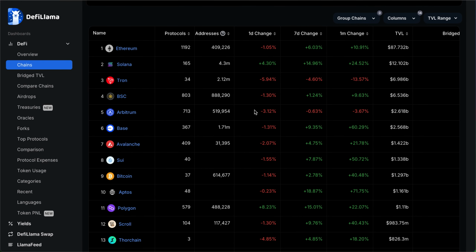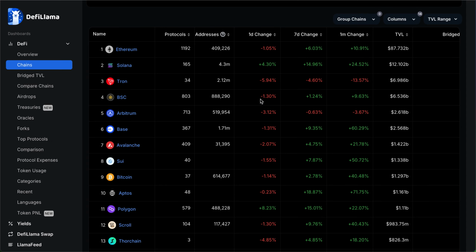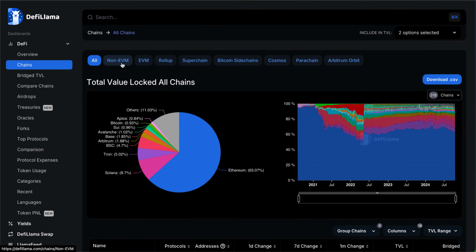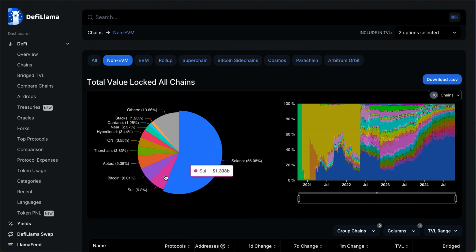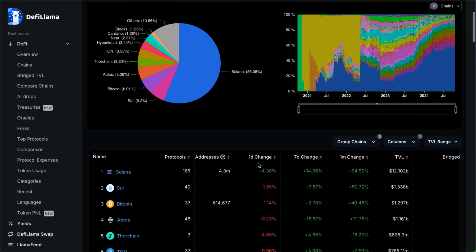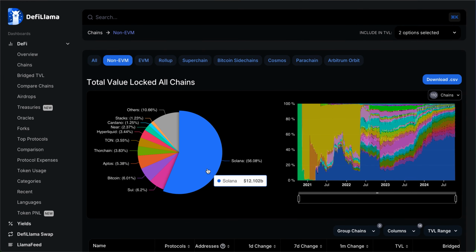It does still sit in 8th place here in terms of total value locked at $1.338 billion, behind AVAX sitting at $1.422 billion, and Bitcoin at $1.290 billion. However, if we take a look at the non-EVM chains here, which is really interesting, we can actually notice that Solana is in first place, and then we have SUI in second place. Solana with 56.08% of the market share for non-EVM chains in terms of TVL, and SUI at 6.2%. Even beating out Bitcoin there at 6.01. So really interesting stuff happening from SUI.